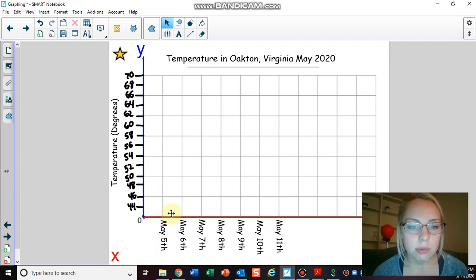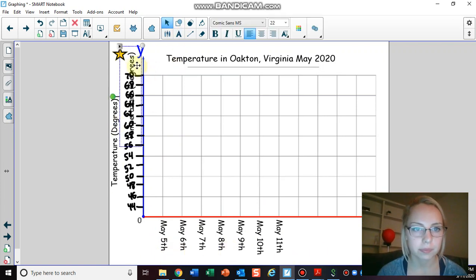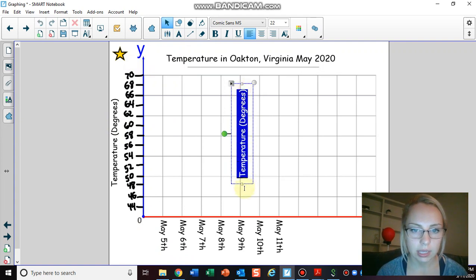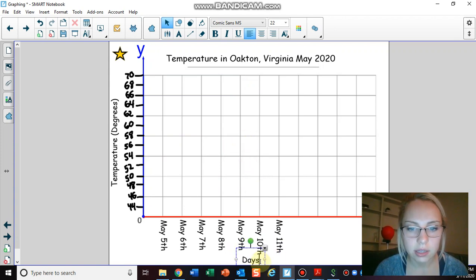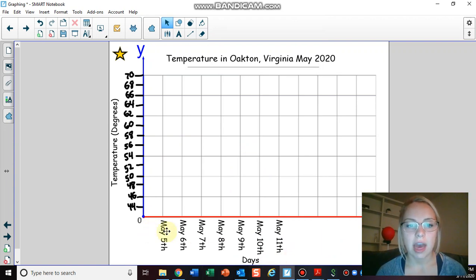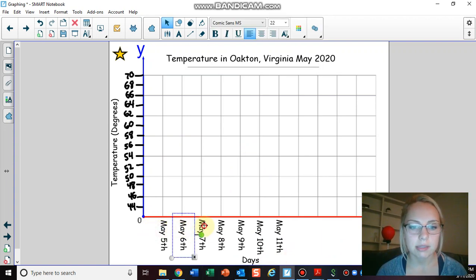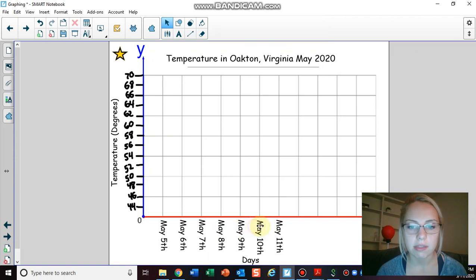Along our x-axis, which of course goes side to side, we're going to label our x-axis as we always do. We have our dates, okay? And we're going to label that Days. Down here along our x-axis to show that these dates, May 5th, May 6th, May 7th, May 8th, May 9th, May 10th, and May 11th, represent the days of the week where we took the temperature.